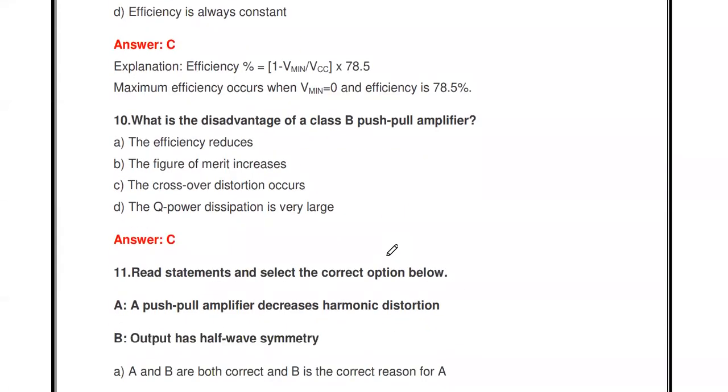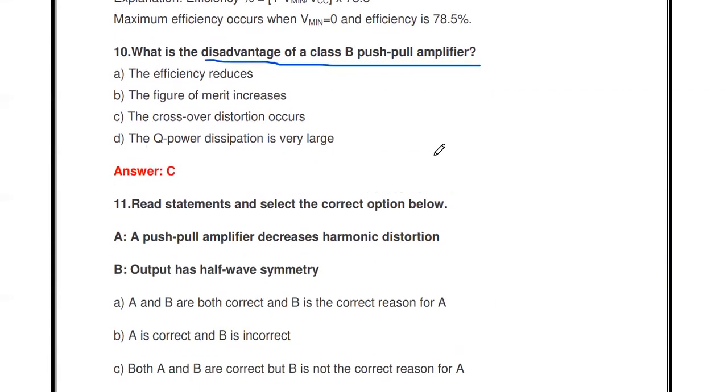Then the next one, what is the disadvantage of class B push-pull amplifier? So in class B push-pull amplifier, the efficiency reduces, figure of merit increases, crossover distortion occurs, the Q power dissipation is very large. Crossover distortion occurs. So the crossover distortion is a major problem in class B push-pull amplifier. Okay, crossover distortion. That is a major disadvantage of class B.